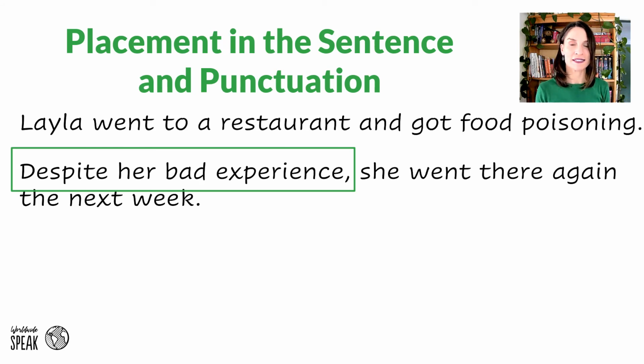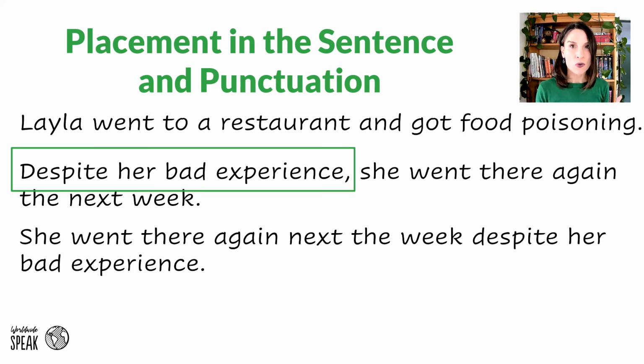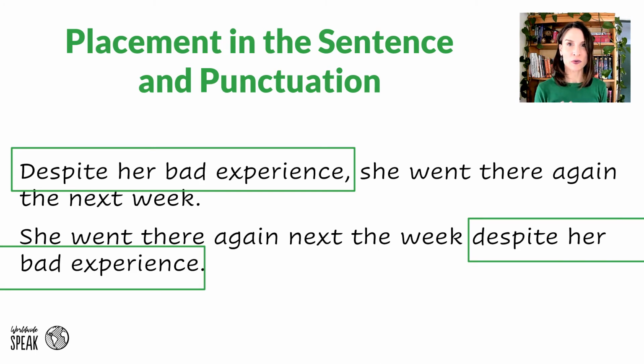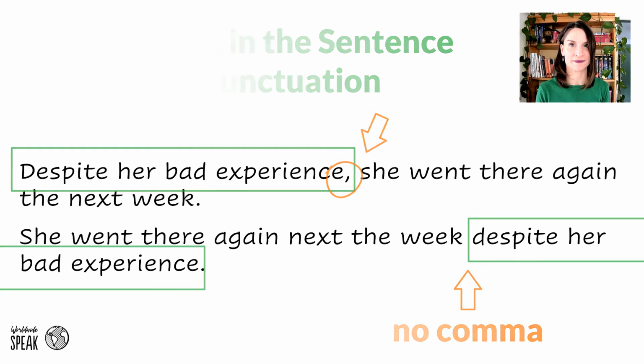So I can write the sentence like this. I can begin with despite her bad experience. Or I can put this in the second part of the sentence. I can say, she went there again despite her bad experience. And the only difference here is just a difference in punctuation. When I start with despite her bad experience, I need to use a comma. But when I put despite her bad experience in the second part of the sentence, then I don't need to use a comma. So that's the only difference there.